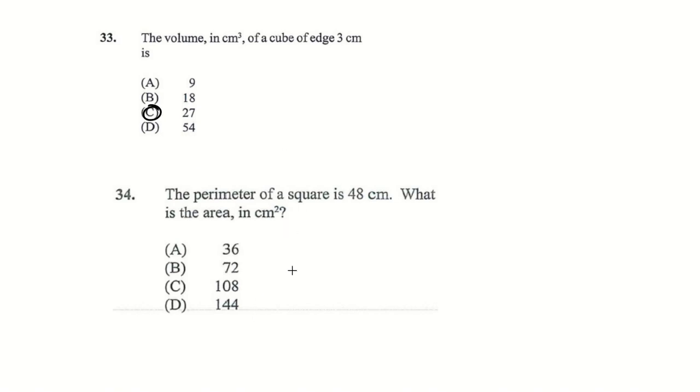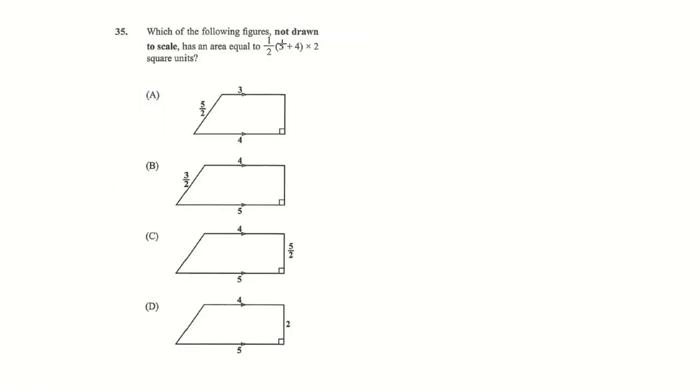This one here was, what is the area? We know the side would be 4, so side is equals to 48 divided by 4, which is equals to 12. This is a repeated question, by the way. So your side would have been 12 by 12 is 144. Whichever floor, not drawn to scale, has an area equal to a half 4. So this is telling you that my sides are 5 and 4, and my height is 2, which is only D.